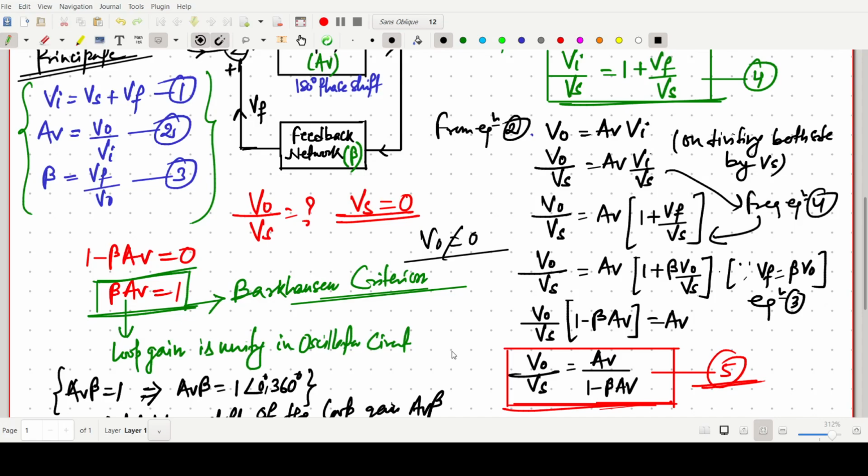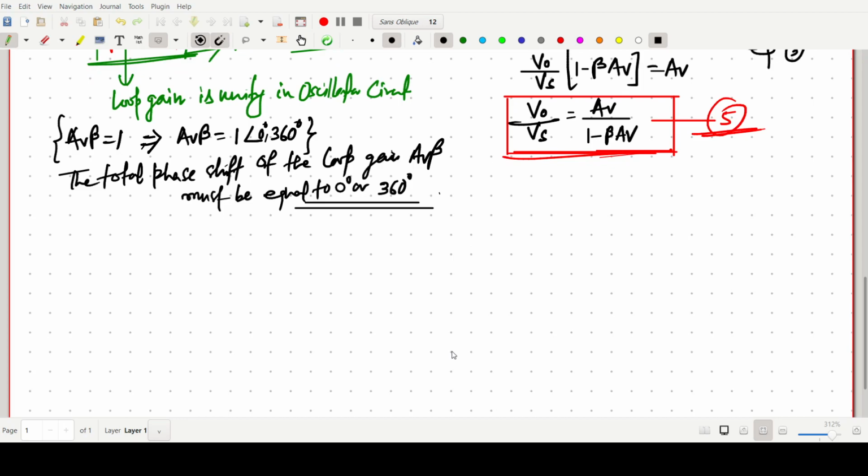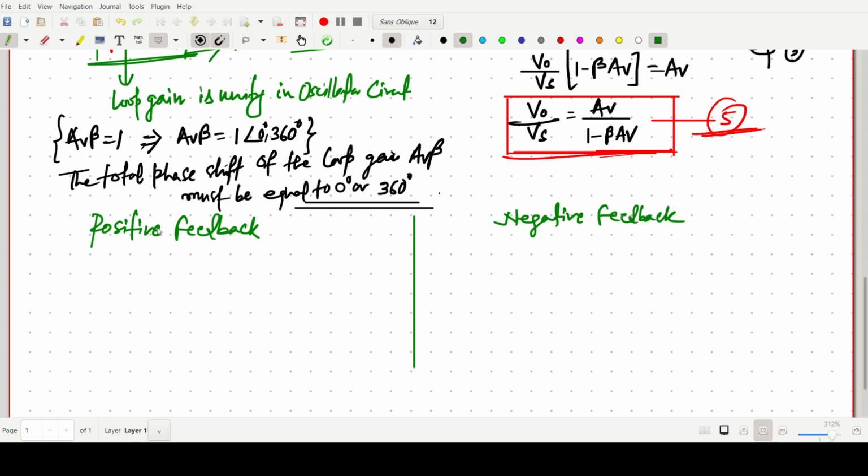At the end, I also want to write some important facts about this. I want to mention some key points regarding positive feedback and negative feedback. The first point is positive feedback.